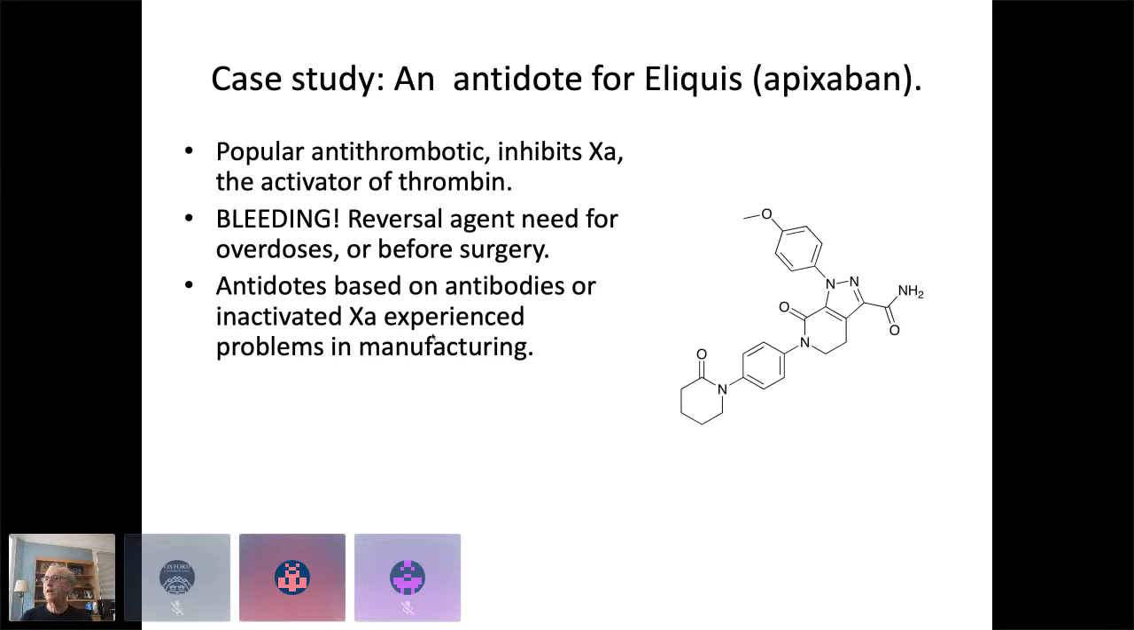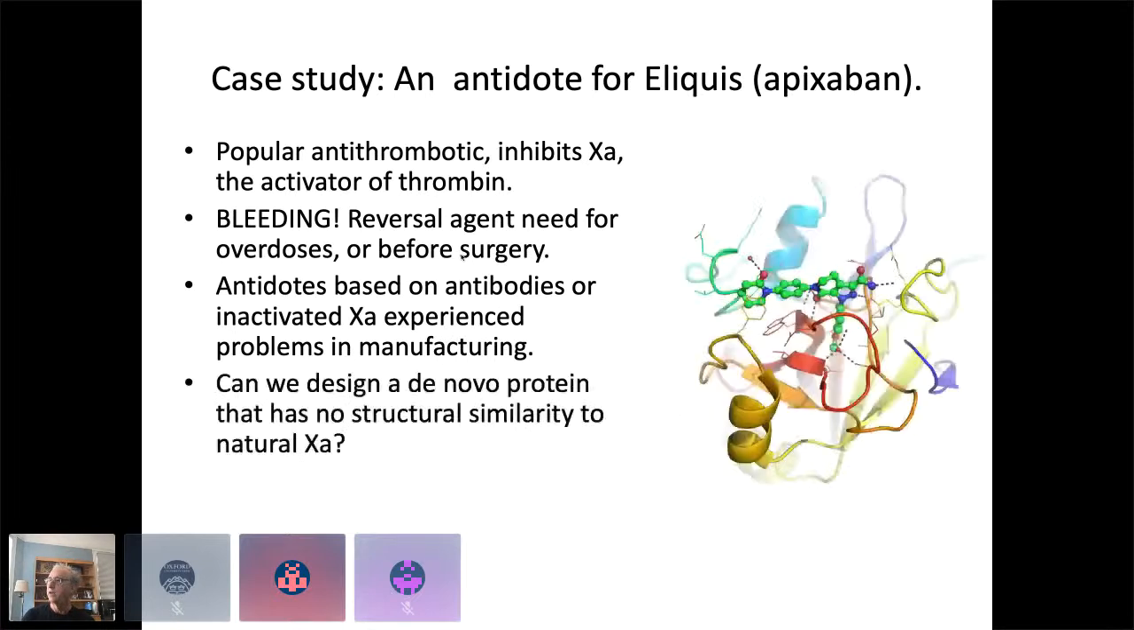There is now an antidote, which is an inactivated 10A, and it is on the market, but it was experiencing problems with manufacturing for many years. So the question is, can we de novo design a protein that looks nothing like catalytically inactive 10A, but binds this with high affinity?